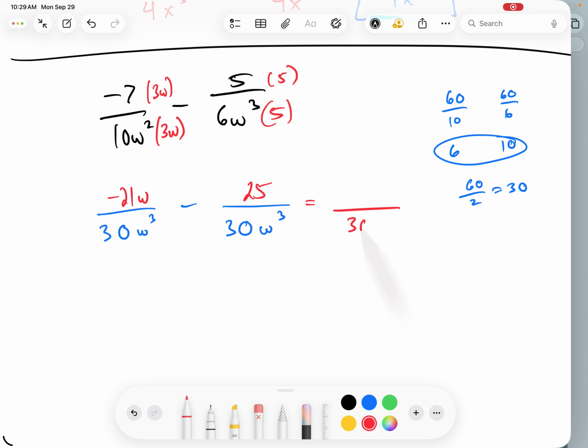So now you keep the denominator the same. And negative 21w minus 25 because it's subtraction. 21, 25, and 30. No, I cannot divide those by anything. So you have to come up with the least common denominator, and then you have to multiply each of these denominators to make it match that, which multiplies the numerator as well. It's a lot of topics.